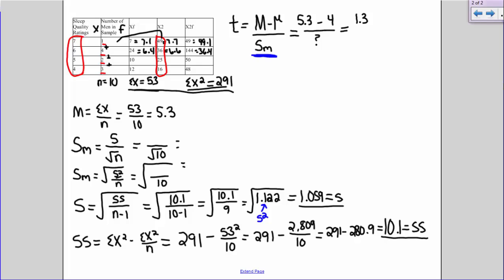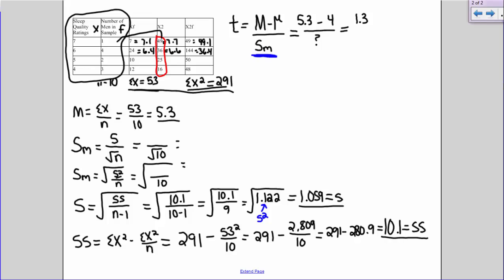So I drew two versions of the standard error formula, and I'll show you how you can do both. But first things first, let's just talk a little bit about what the standard deviation tells me. This 1.059 tells me that on average, the scores in my sample tend to be about 1.059 points away from my sample mean of 5.3.